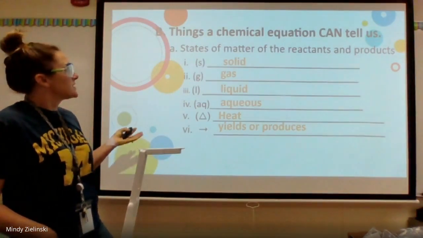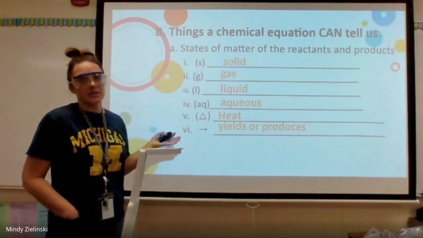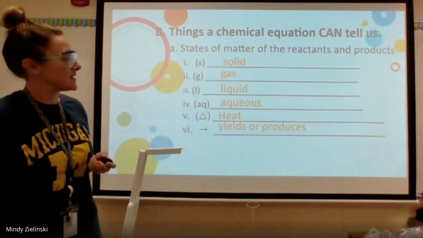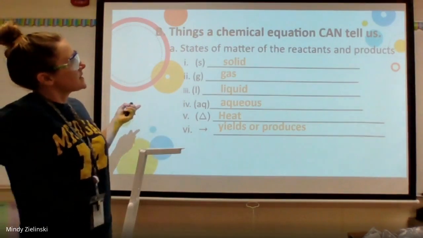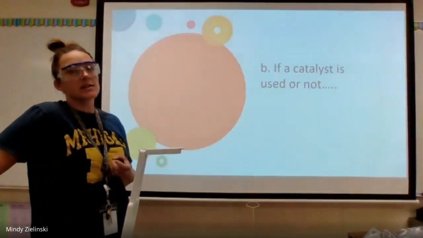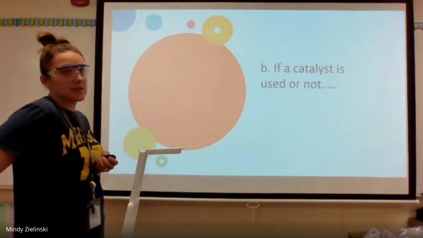So these are all things that an equation can tell us. We're going to go through, what can an equation tell us? And then also, what are some things an equation cannot tell us? So besides it just telling us the state of matter of the reactants and the products, an equation could also tell us if a catalyst is used or not.